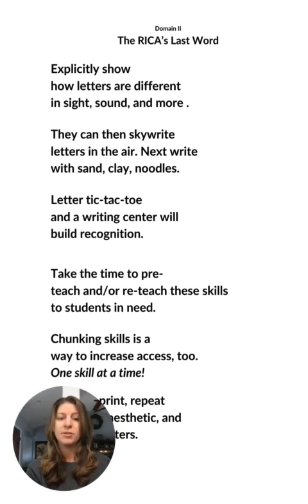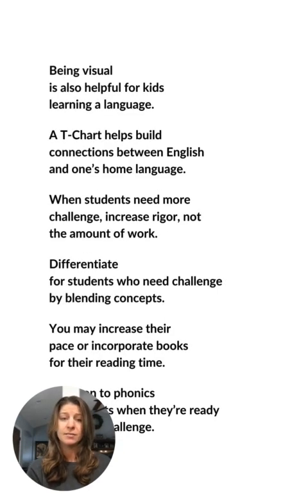Take the time to pre-teach and/or reteach these skills to students in need. Chunking skills is a way to increase access to, one skill at a time. Try large print, repeat practice, kinesthetic, and magnetic letters. Being visual is also helpful for kids learning a language. A T-chart helps build connections between English and one's home language.